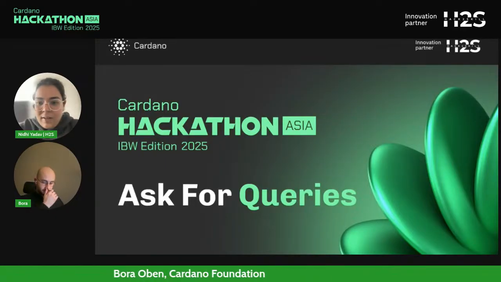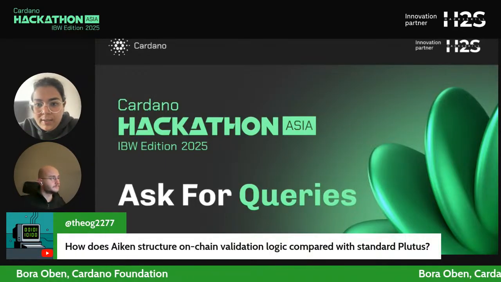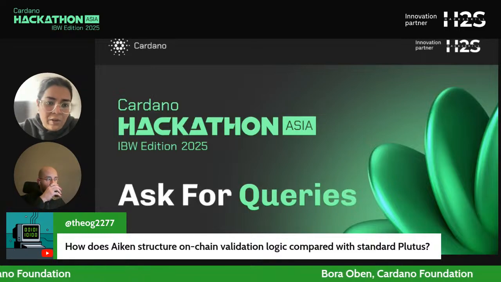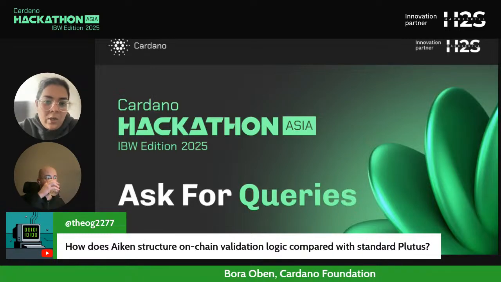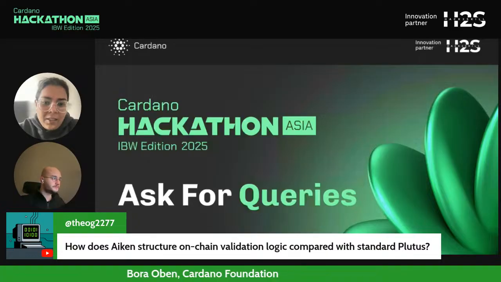Thanks a lot, Bora. We do have some questions. How does Aiken structure on-chain validation logic compared with standard Plutus?